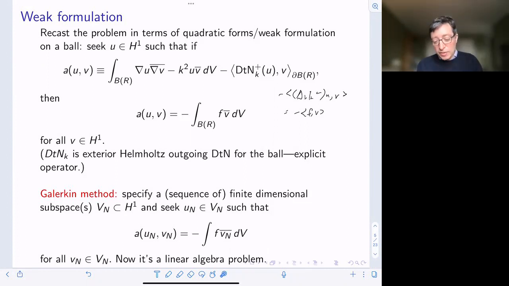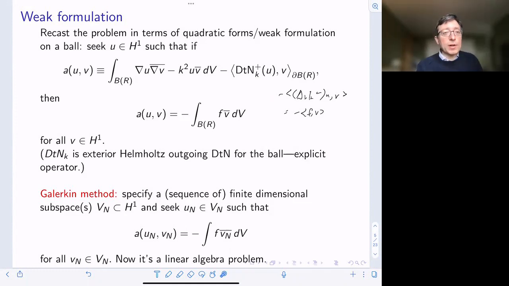And it turns out that if you do the integration by parts, if you have a Helmholtz solution, this is what you get as the boundary term on the boundary of the ball. And so solving this turns out to be equivalent to solving the original problem with the Sommerfeld radiation condition. So you replace the Sommerfeld condition by what turns out to be a somewhat awkwardly non-local boundary condition on the boundary of the ball of radius r. So that's the bad news in a way.